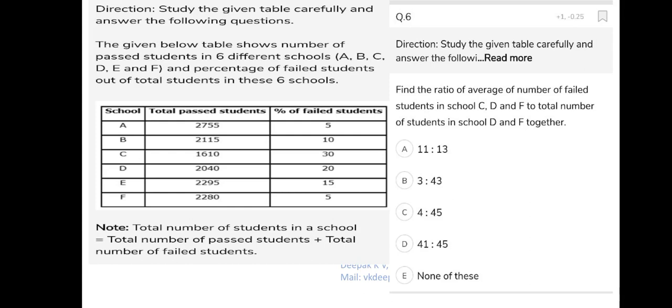Here the same table. What is the question? Find the ratio of the average of numbers of the failed students of school C, D and F to the total number of the students in school D and F together. They have asked us to find out the ratio between these two. What we have to do is find out the average of the failed students of C, D and F. C and D, the number of failed students we have already calculated, that is 690 in C and 510 in D, in the previous questions.